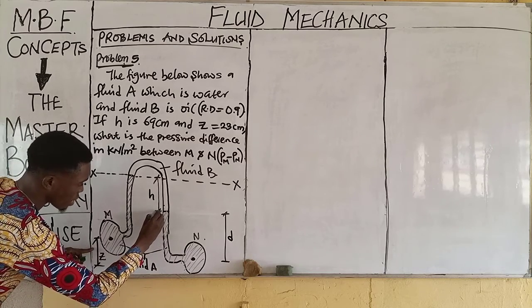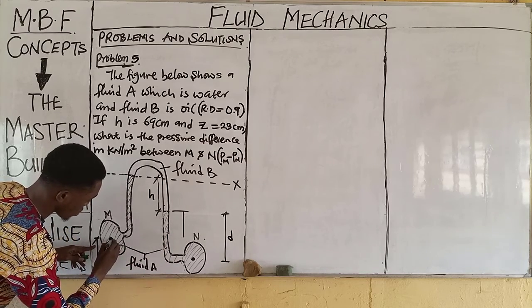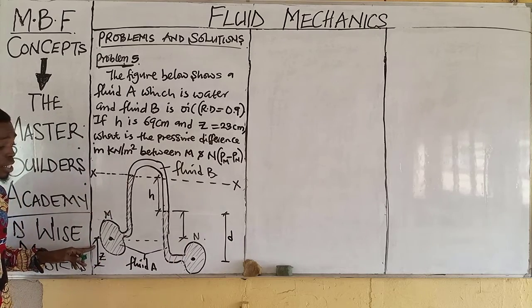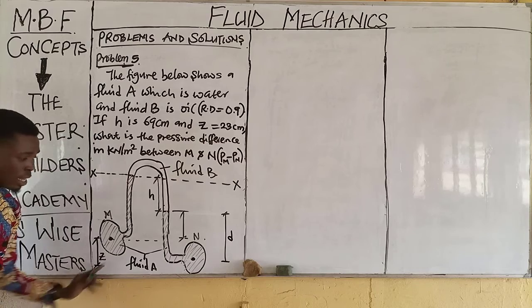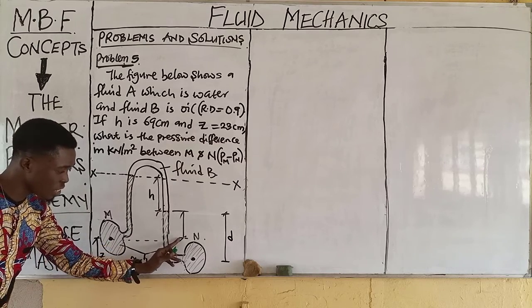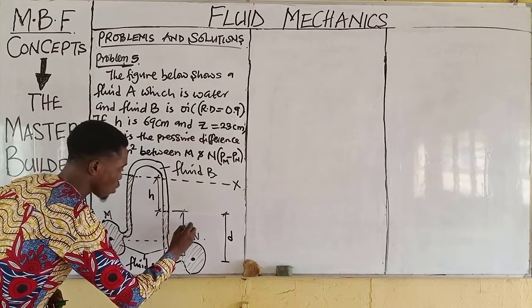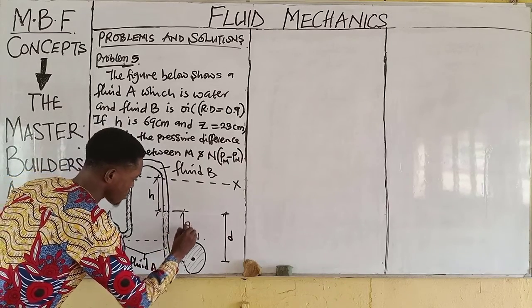So therefore, from here to this point, we equally don't know it, but we know from here to this end is Z. But from this point to this point, which is the center of this guy, we do not know this. Then we can equally represent this with another letter. Let's call this small letter A.